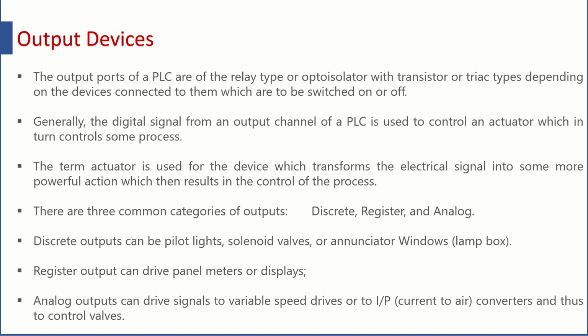Again, here also the three common categories of outputs are discrete, register and analog. This register is a special type which can drive panel meters or displays. We will discuss this thing when we will be discussing shift register in PLCs. Next, the discrete outputs can be employed to use these pilot lights, solenoid valves or annunciator windows, that are lamp box. You can have analog output that can drive signals to variable speed drives, or you can use I2P converters and thus to control the flow control valves.